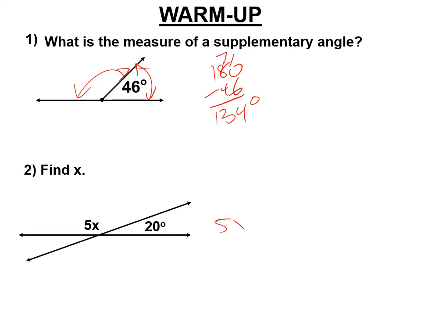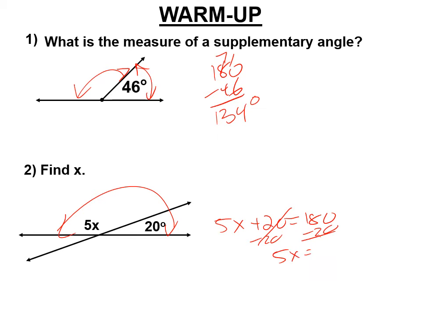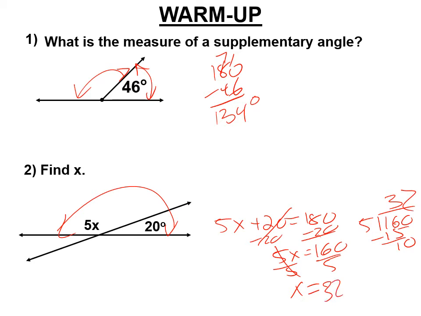Find x here. We have 5x plus 20. This is a linear pair, so they add up: 5x plus 20 equals 180. Subtract 20 from both sides. 5x equals 160. Divide by 5, and x equals what? 32 degrees.